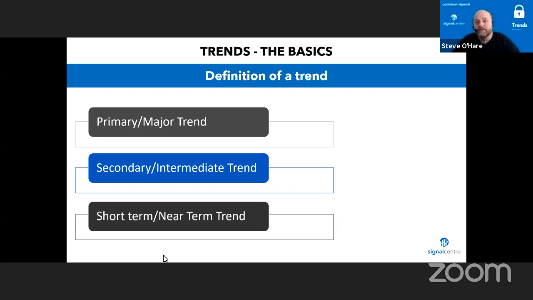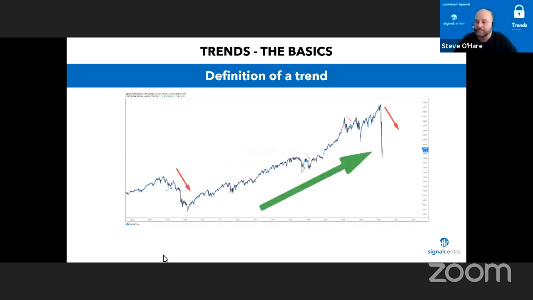Even the intermediate or secondary time frame is clearly down. The primary major trend is up, but maybe going through a transition period where we're going from an upward trend to maybe a sideways trend, and that will play out, and that could be changing on a daily basis, the way the market is swinging about nowadays.